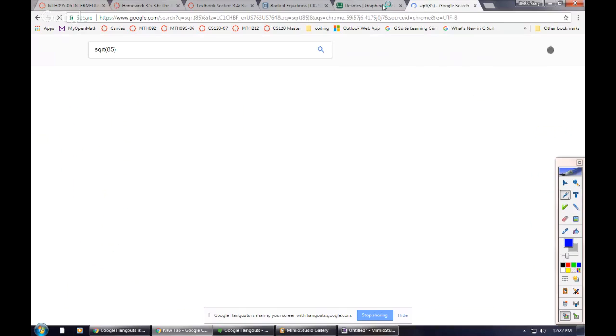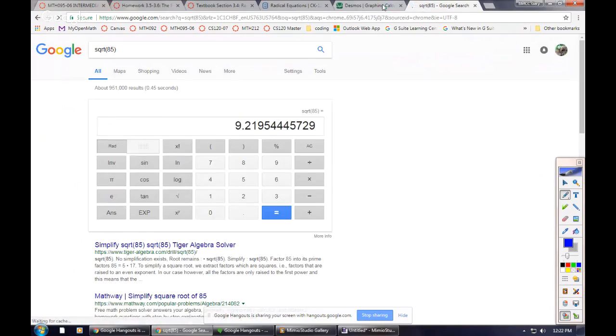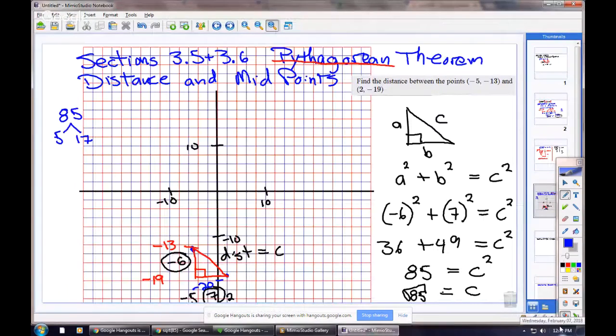And my calculator says that's about 9.2-ish. So does that seem like a reasonable answer? About 9.2. Well, this length is 6, that one's 7. This is the long side. It's got to be longer than 6 or 7. 9.2 is a little longer, but not too much longer. That seems reasonable. So I think this is a pretty reasonable answer. I like it. So I'm going to go with it.